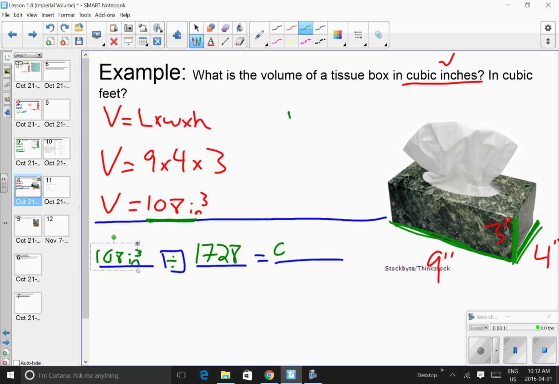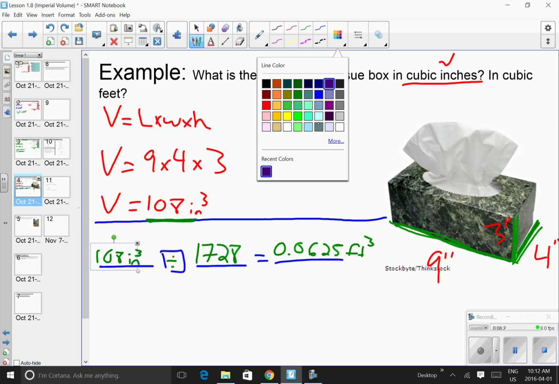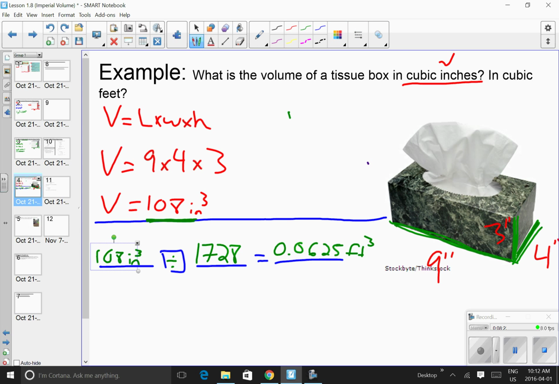And that's okay that it's a decimal. So this is 0.0625, and that's in feet cubed. Now my next question for you is, which number would you use if you were in an everyday conversation, or if you had to do some sort of math for work? Would you use inches cubed, or would you use feet cubed? Because they're both the right answer. It's just one of them is nicer than the other. I'll let you think about that for a second.